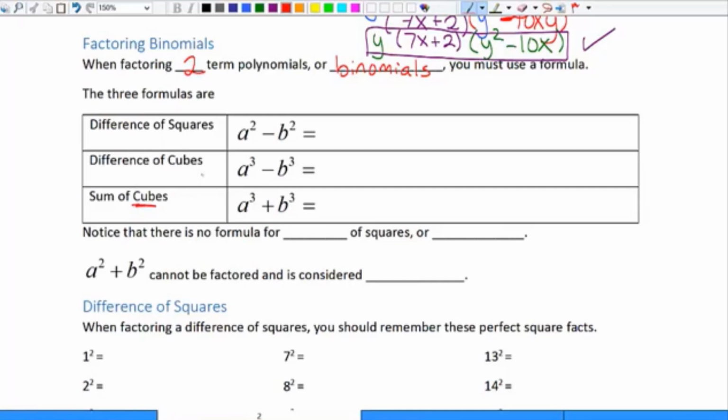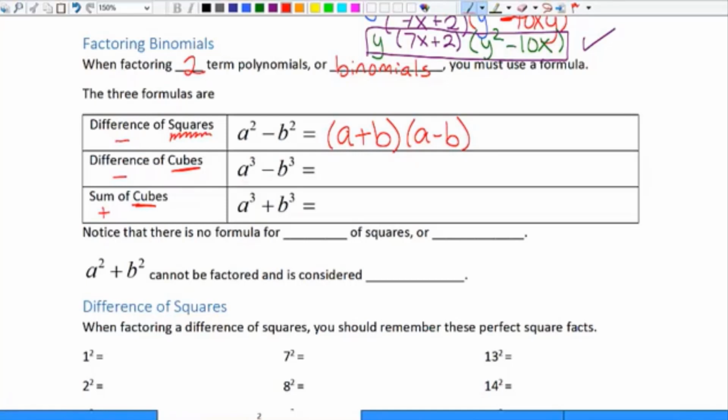Notice the cubes indicate that we're going to have little threes. The squares indicate we're going to have little twos. Difference means minus and sum means add. So these names are very descriptive of their polynomials. So for the difference of squares polynomial, we have a squared minus b squared is factored into a plus b, a minus b, and that's its formula. You will need to memorize all of these formulas.